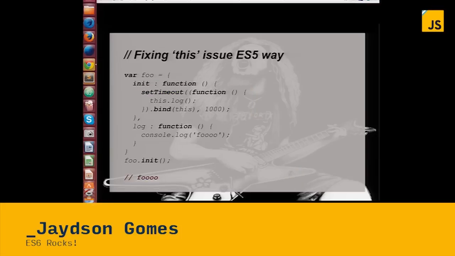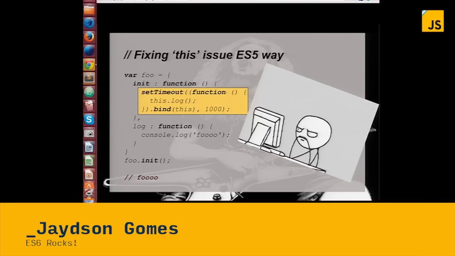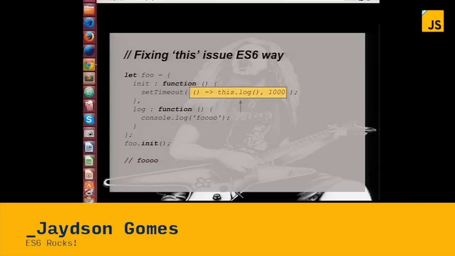We already have a way to fix this issue with ES5. We just need to wrap the function with parentheses and turn this into another function, and then we can call the bind method, and you can pass this. But this is not pretty. So in ES6, we just use an arrow function, and then we never lose this reference. This is pretty great.